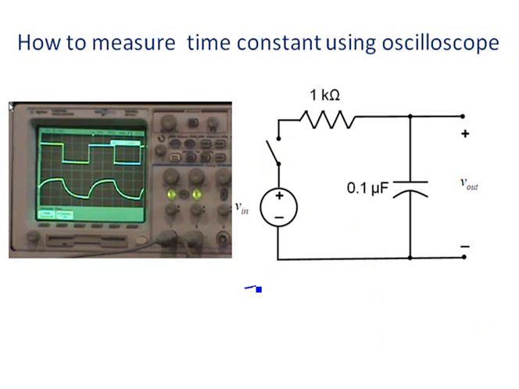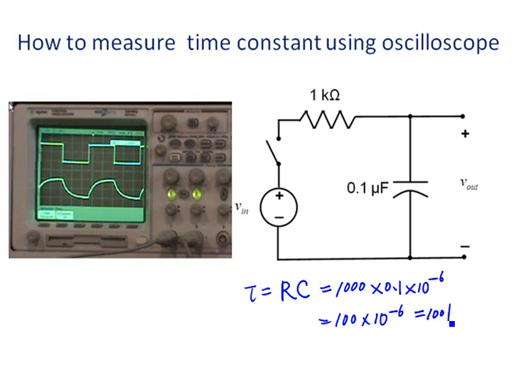So let's look at the time constant theoretically. For a simple RC circuit, we know the time constant is just the resistance multiplied by capacitance, 1000 times 0.1 microfarad. We convert it to standard units. So that is 100 times 10 to the power negative 6 seconds. That is 100 microseconds. So the theoretical value is 100 microseconds.